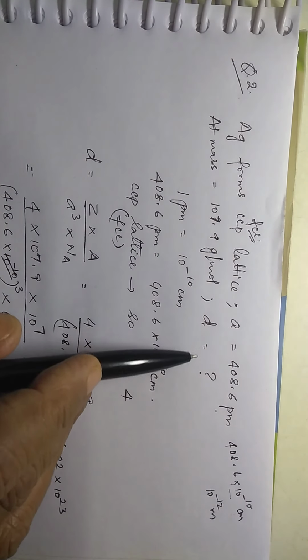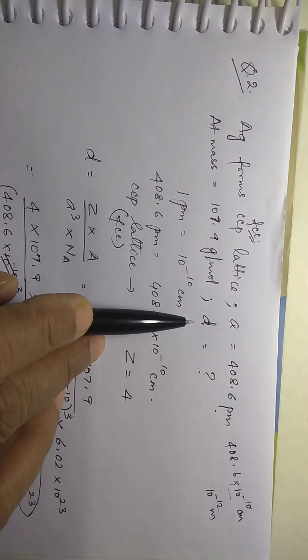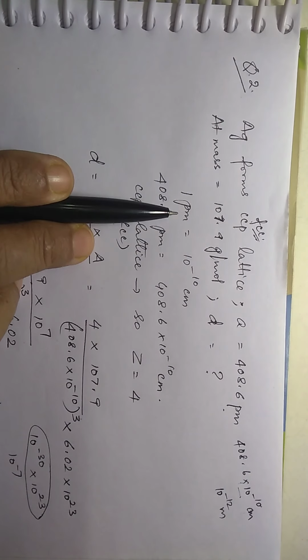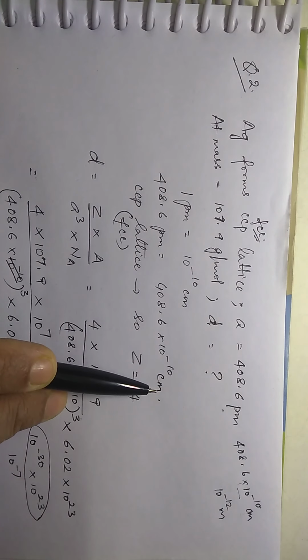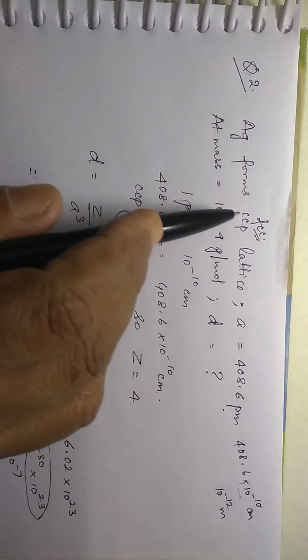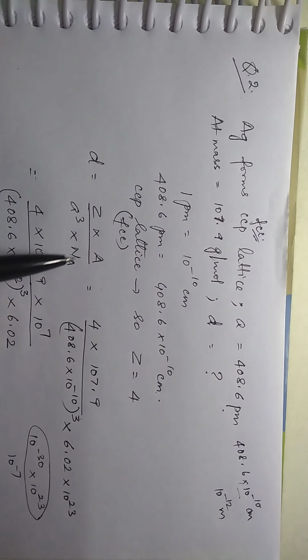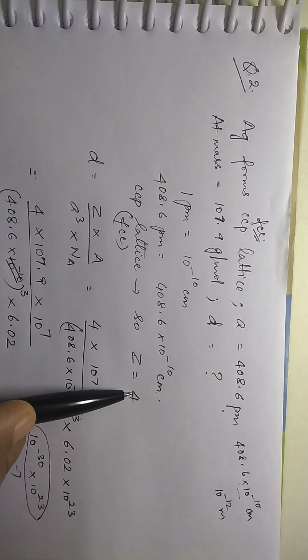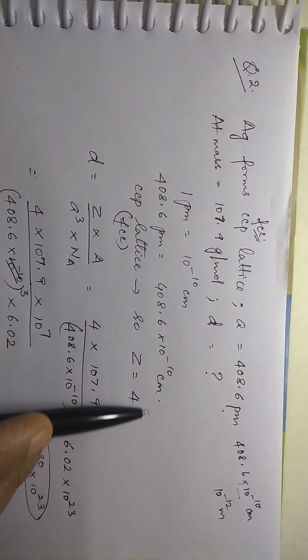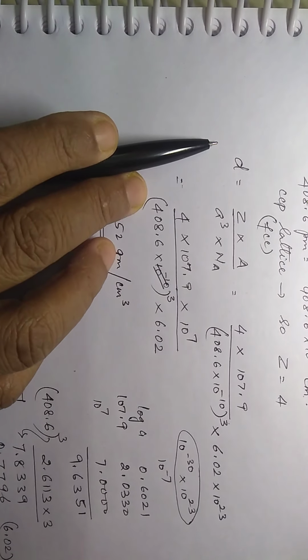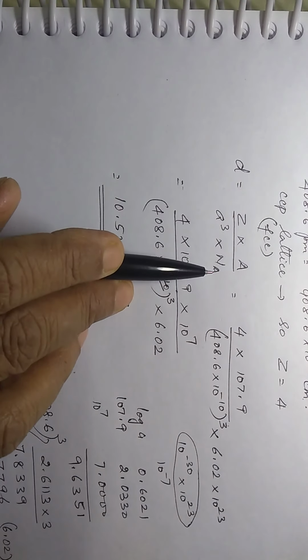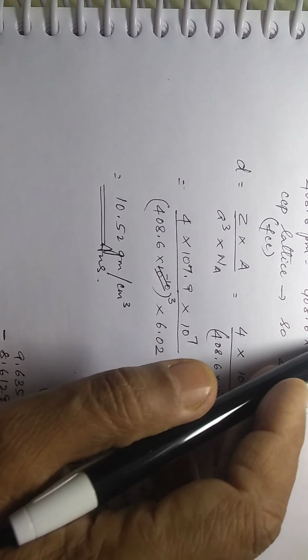Atomic mass is given to you. You have been asked to find out density. You know, 1 picometer is 10 power minus 10 centimeter. So this many picometer is this many centimeter. Since it's given FCC, CCP lattice, Z is equal to 4. See, this is indirectly given. You have to understand. Then use the same formula. D is equal to Z into A upon A cube into NA. You have to find out density here.